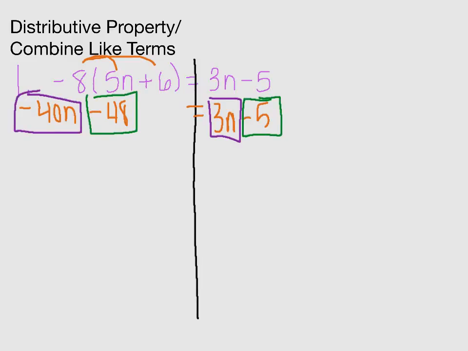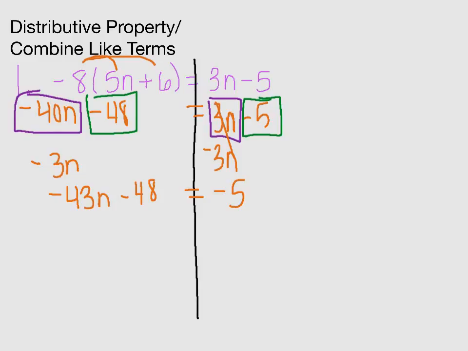I see that they're both on different sides, so remember, this is when your inverses come in handy. So let's work with my purples or my n's. I'm going to bring over my 3n to the left side. The opposite of positive 3n is minus 3n. My 3n's will cancel, and I'm left with negative 5 equals negative 5 on the right side. Negative 40n minus 3n is negative 43n, and I drop down my minus 48.